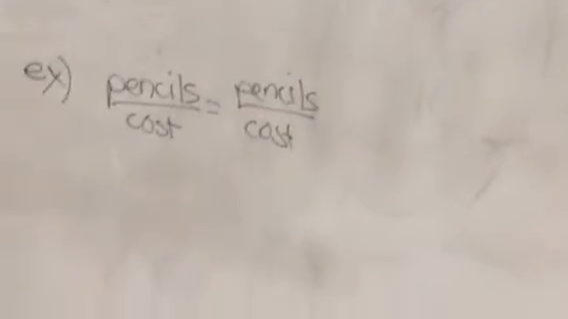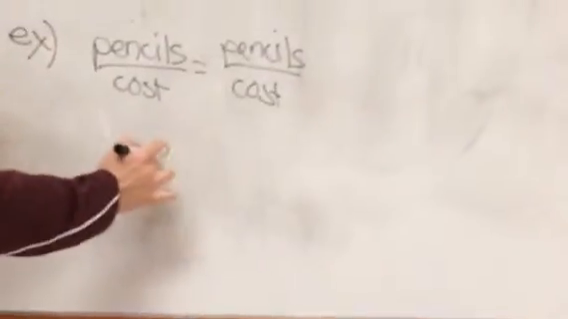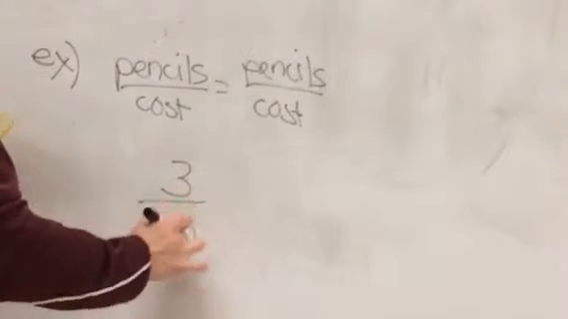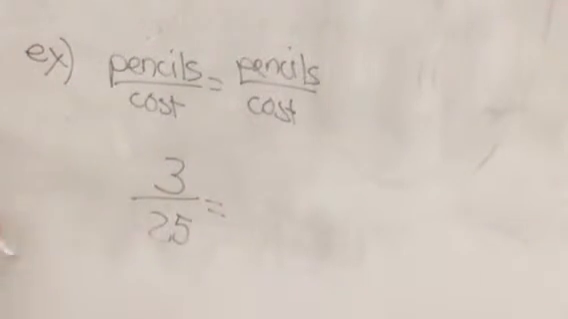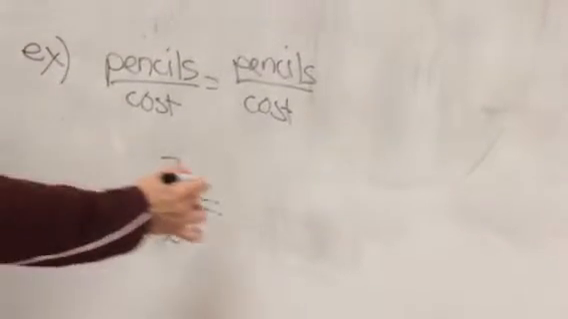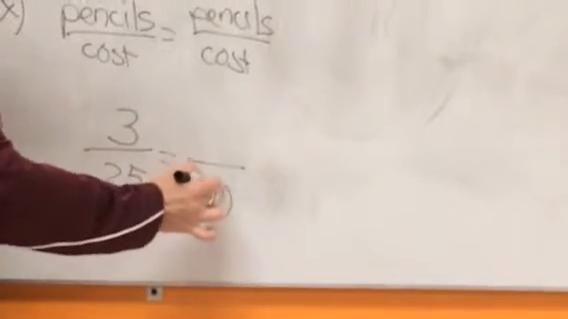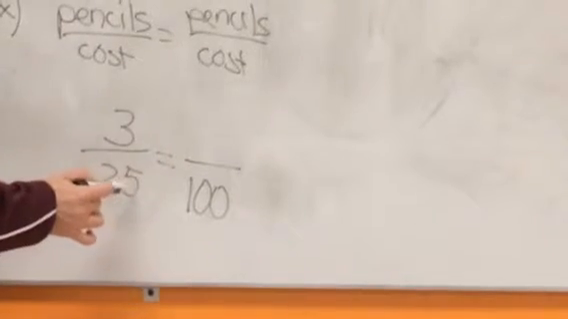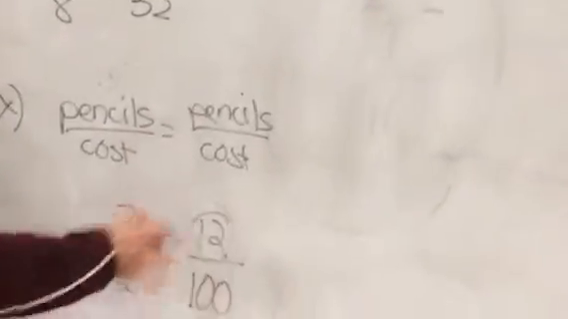We know that he bought 3 pencils, and he paid 25 cents for them, so we're not going to use the decimal here. And then we want to know how many pencils he could buy for $1. So the dollar would go down here. How many pencils could he buy? Well, if we multiply 25 by 4, we're going to get 100. 3 times 4 is 12. The answer is 12 pencils.